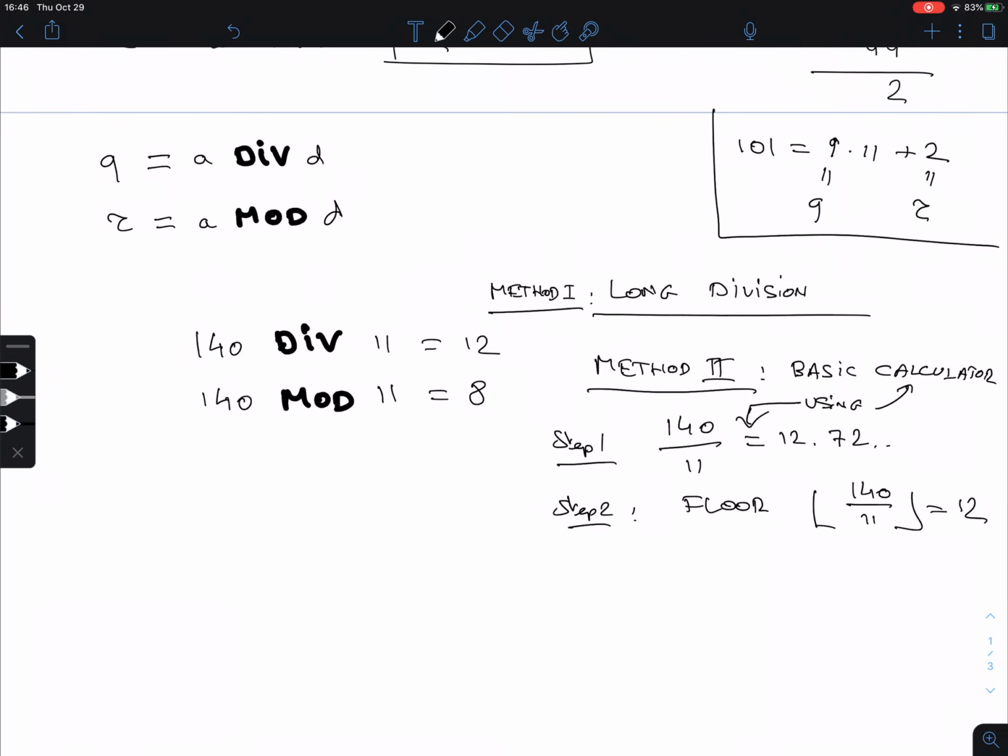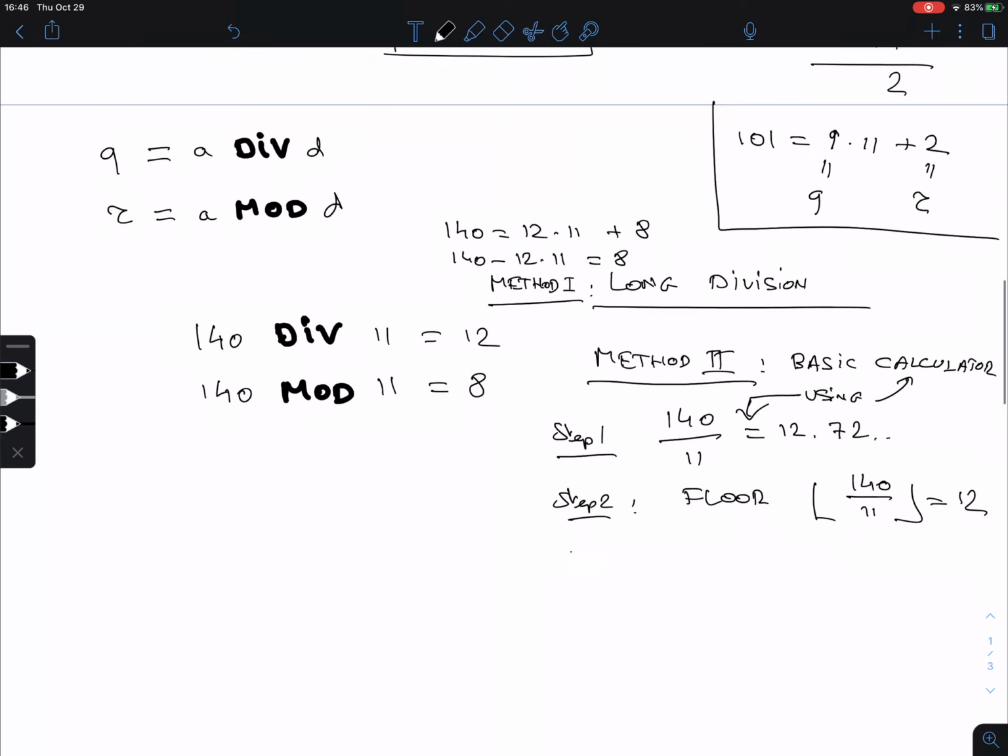Oh, I erased this, but let me write it up again. Remember that my first calculation showed me that 140 was 12 times 11 plus 8. Notice that this is actually a way of calculating the remainder. If I know the quotient, I know the remainder, because I just bring this to the other side. 140 minus 12 times 11 is 8.